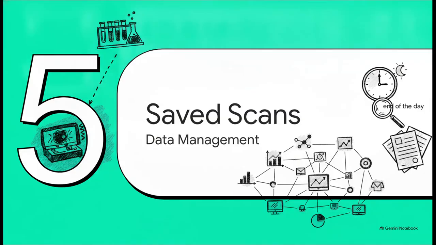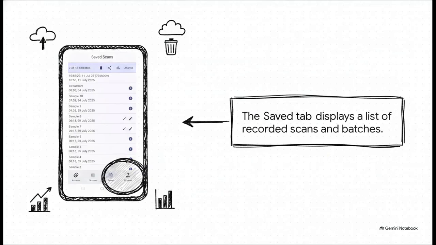Section 5. Managing your saved scans. So you've done the work, you've taken the scans. Where do they go? Every single scan and batch is safely tucked away in the Saved tab. From this list, you can tap to select multiple entries at once. And then you've got some powerful options across that top menu.